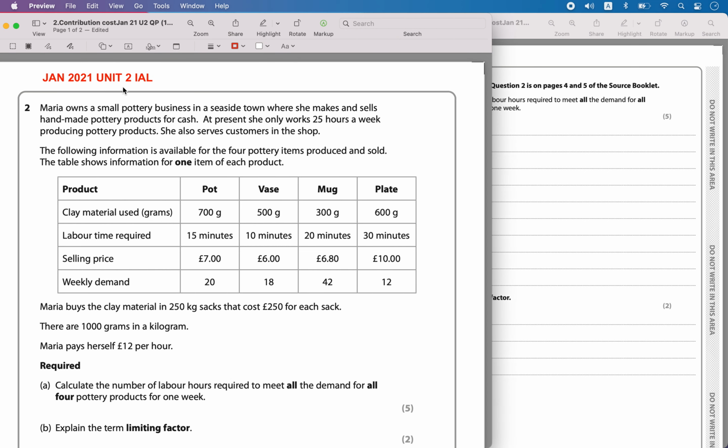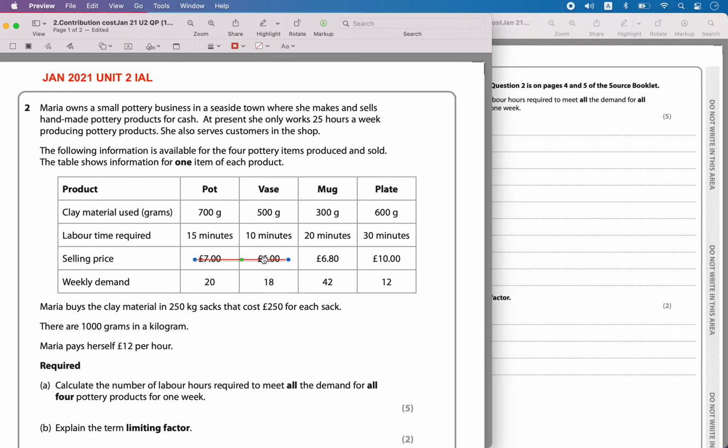Hello, today we are solving Jan 2021 Unit 2 IAL Edexcel paper question number 2. Maria owns a small pottery business in a seaside town where she makes and sells handmade pottery products for cash. At present, she only works 25 hours a week producing pottery products. She also serves customers in the shop.